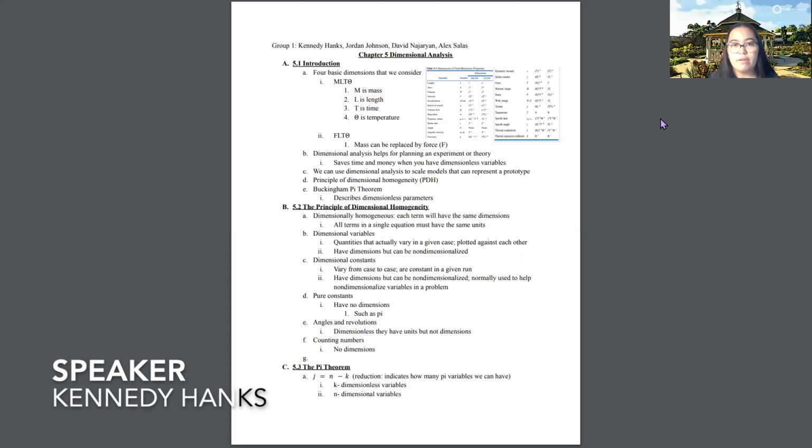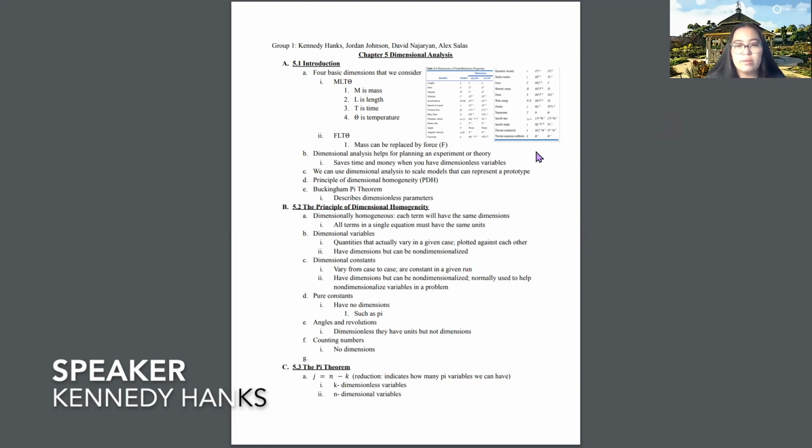So starting off with 5.1, there are two different systems that we can refer to when expressing variables in terms of basic dimensions. They are the MLT theta system and the FLT theta system. The MLT theta system has four basic dimensions, each representing one of the letters: mass, length, time, and theta is temperature. And the same goes for the FLT theta system. However, in this case, mass is replaced by force. And then the table at the top right of the page shows the basic dimensions of different fluid properties.